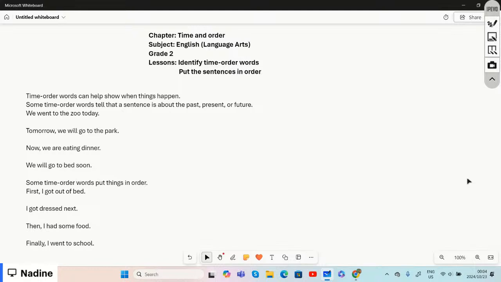All right. So when it comes to time order words, we're going to first identify time order words and then we're going to put the sentences in order. Time order words can help show when things happen. So it shows us when things happen. That is time order words. And we're going to look at a few examples.